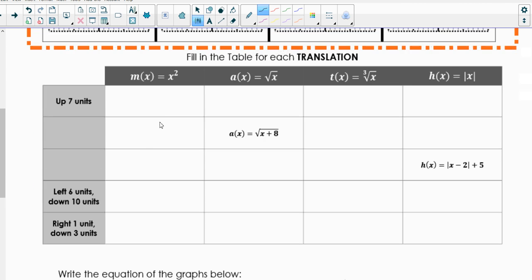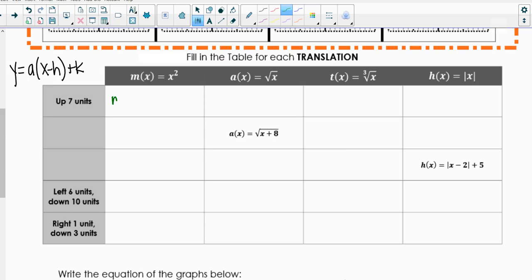So if you look at this table, it says fill in the table for each translation. So we want to remember that everything is based off of y equals a times (x minus h) plus k. Now, notice I don't have anything in there in terms of a square, a square root, a cubed root, or absolute value. Remember, the parentheses are taking the place of whatever your parent function is. So what I mean by that is, if we're going up 7 units here, up is a k value. So here, the only thing I'm going to have is k.